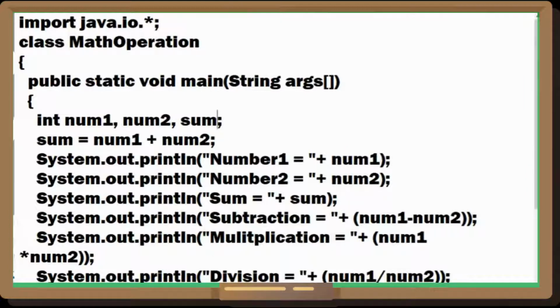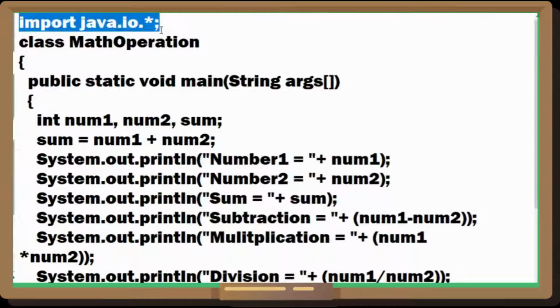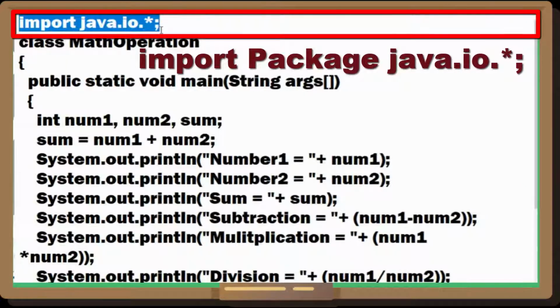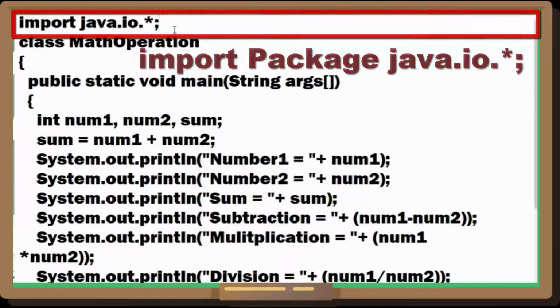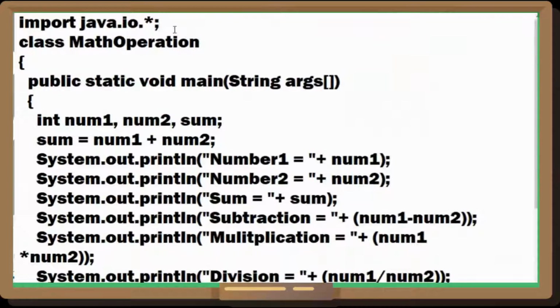Fine. Now see what I've done here: this time I've imported one package which is called java.io.*. Now what is the purpose of the star? Everything I'll tell you afterwards. Right now what you can see is I have written java.io.*, so I have imported one package.